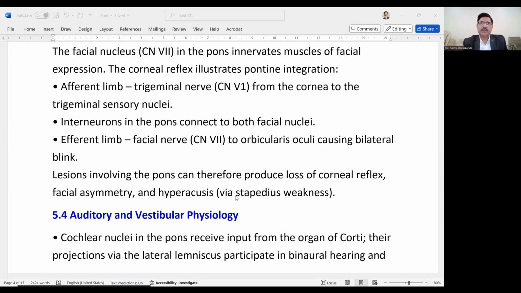So supposing, I give you an example. Let us say I tested the corneal reflex. Corneal reflex is not elicited. Means where could be the lesion? In the brainstem. Corneal reflex not elicited because the afferent is not working. That means the fifth nerve nucleus is affected. Suppose the fifth nerve is all right, but there is no blinking. Then the seventh nerve is affected. So the efferent limb is the seventh nerve, and the afferent limb is the trigeminal nerve.